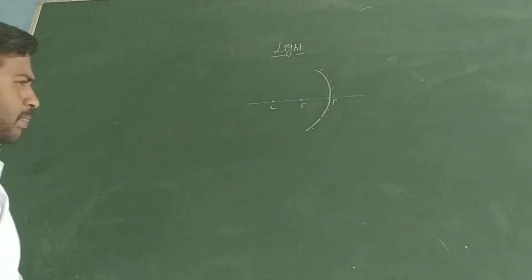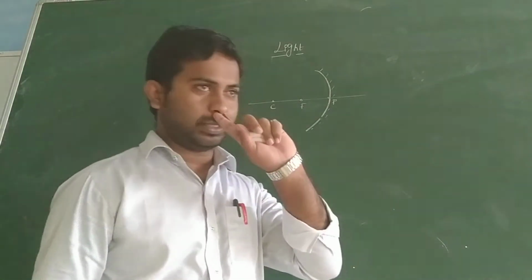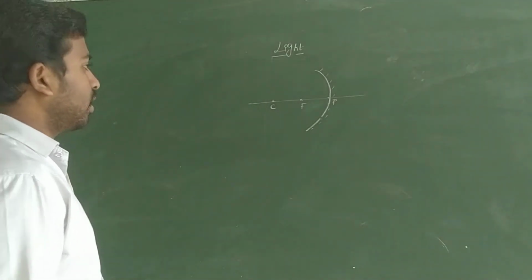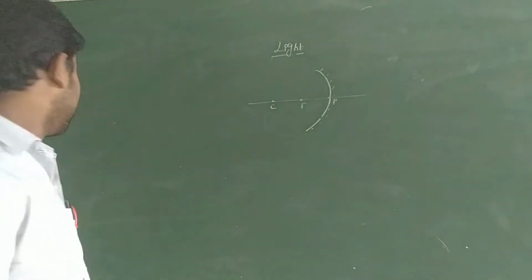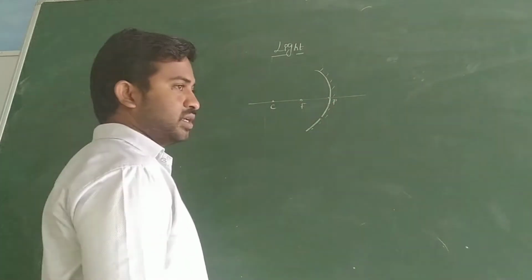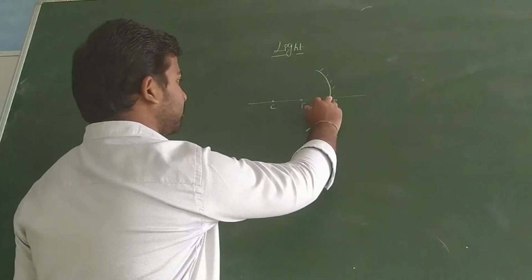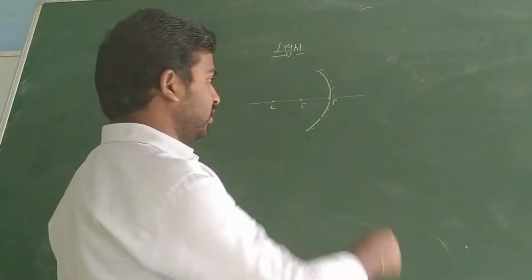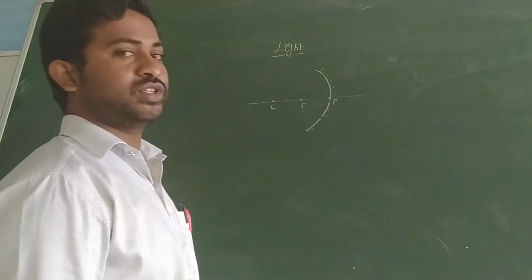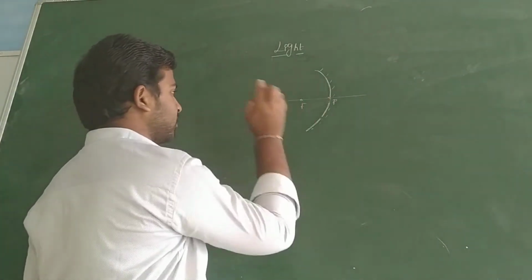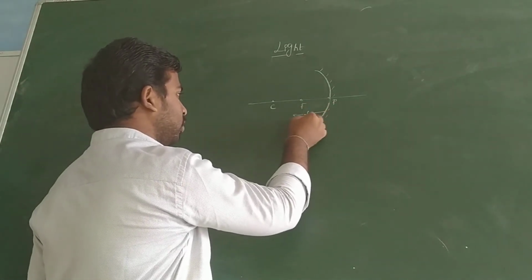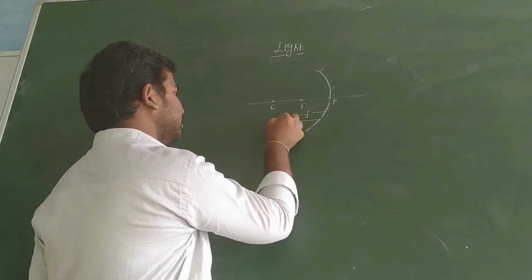Now I discussed three or four sign conventions with you. Just let me recall them. Before that, I want to tell you one thing about the focal length. What is the definition of focal length? The distance between the pole and the focus we call the focal length. If we want to calculate the radius of curvature, it is the distance between the pole and the center of curvature. So the pole to focus is the focal length, and the pole to center of curvature is the radius of curvature.